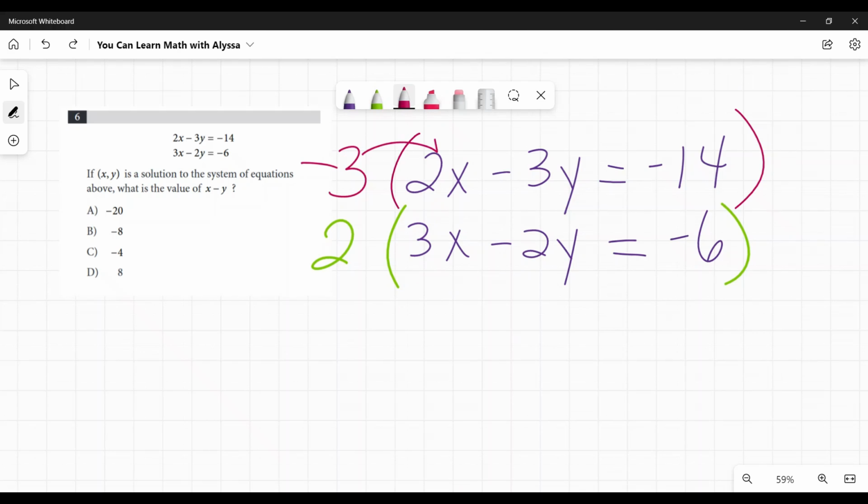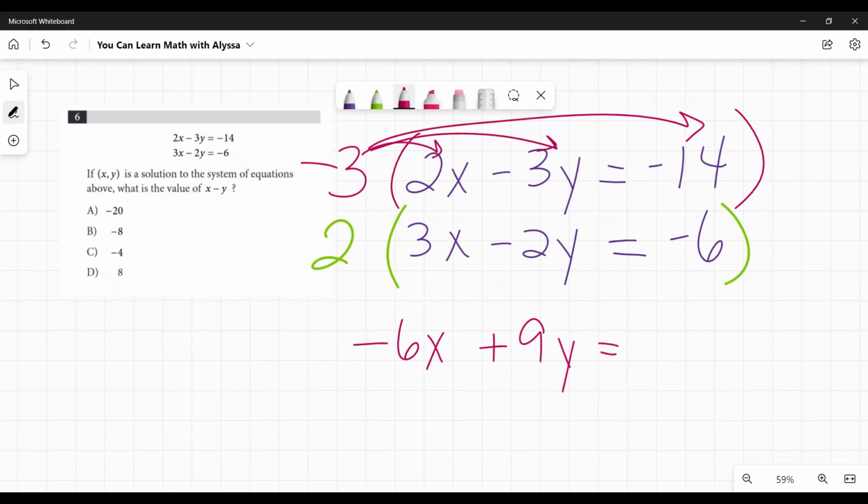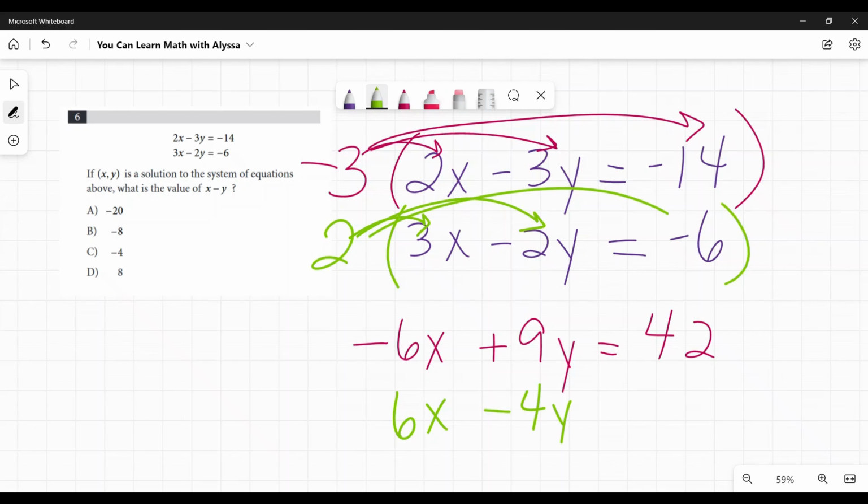So first, I'm going to go through and multiply this by everything. I'm going to write it down here. Negative 3 times 2x is negative 6x. Negative 3 times negative 3y is a positive 9y. And negative 3 times negative 14 is a positive 42. On the bottom, I have 2 times 3x, that's a positive 6x. 2 times negative 2y, that's a negative 4y. And 2 times negative 6 is a negative 12.